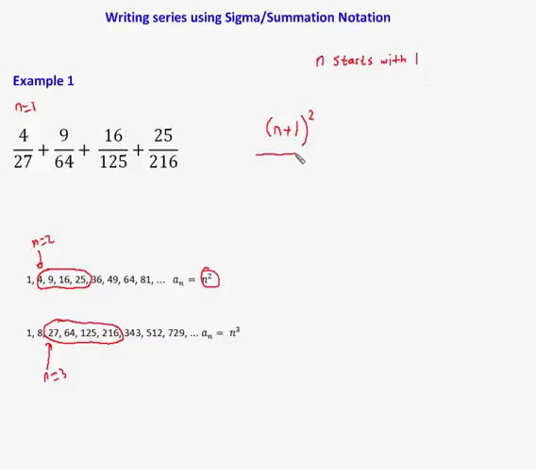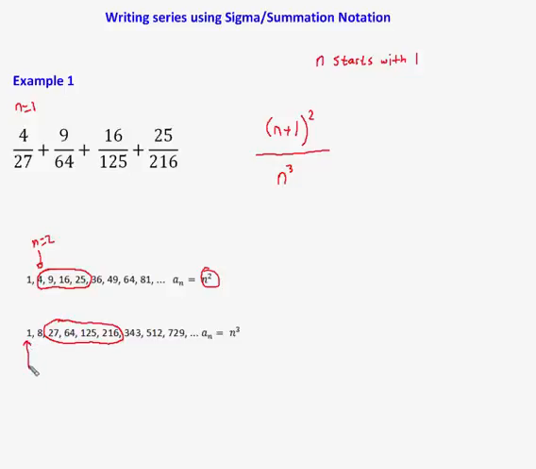Now, for the denominator, because the numbers in my denominator appear to be a subset of the perfect cubes, I would like to write n cubed. The problem with this is when someone replaces n with 1, they're going to get 1 cubed or 1 in the denominator, and we want it so that when someone replaces n with 1, they get 27. So let's go down here and have a look at how these numbers are generated.